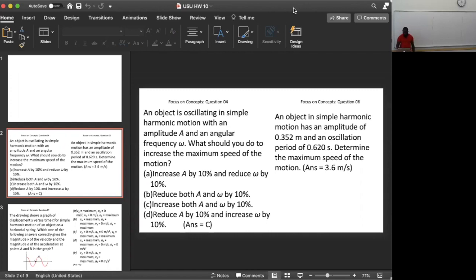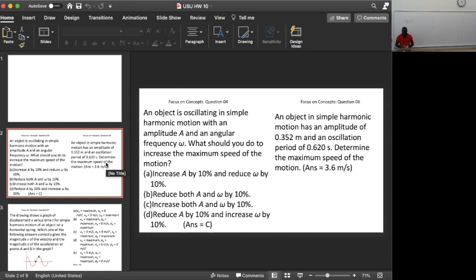So this is the first problem. An object is oscillating in simple harmonic motion. Focus on concept question 4. With an amplitude A and an angular frequency omega, what should you do to increase the maximum speed of the motion? So let's see how omega and maximum speed are related. V is omega A, okay? So omega times amplitude is your V maximum speed. So that is very important.